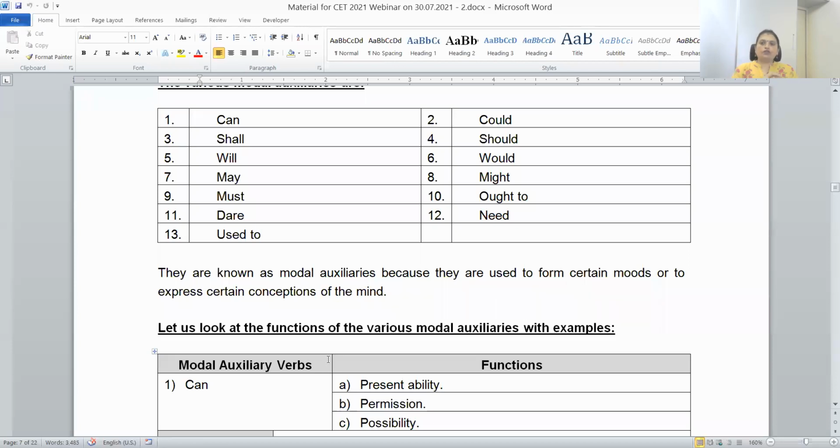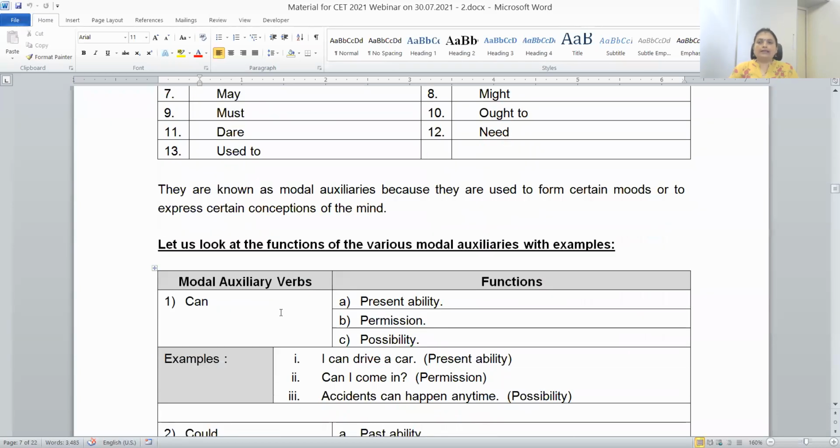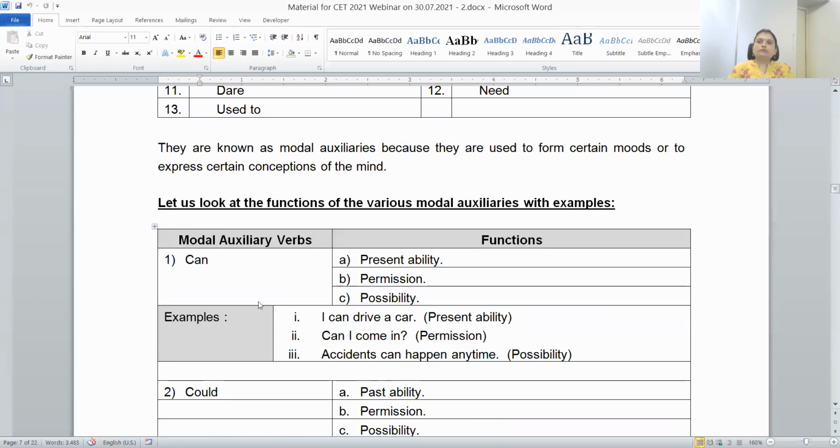Okay? So children, they are also known as modal auxiliaries because they are used to form certain moods, or they also express certain conceptions of the mind, certain thoughts, beliefs. So children, now let's look at the various functions and also examples are given. So let us look at the functions of the various modal auxiliaries with examples.